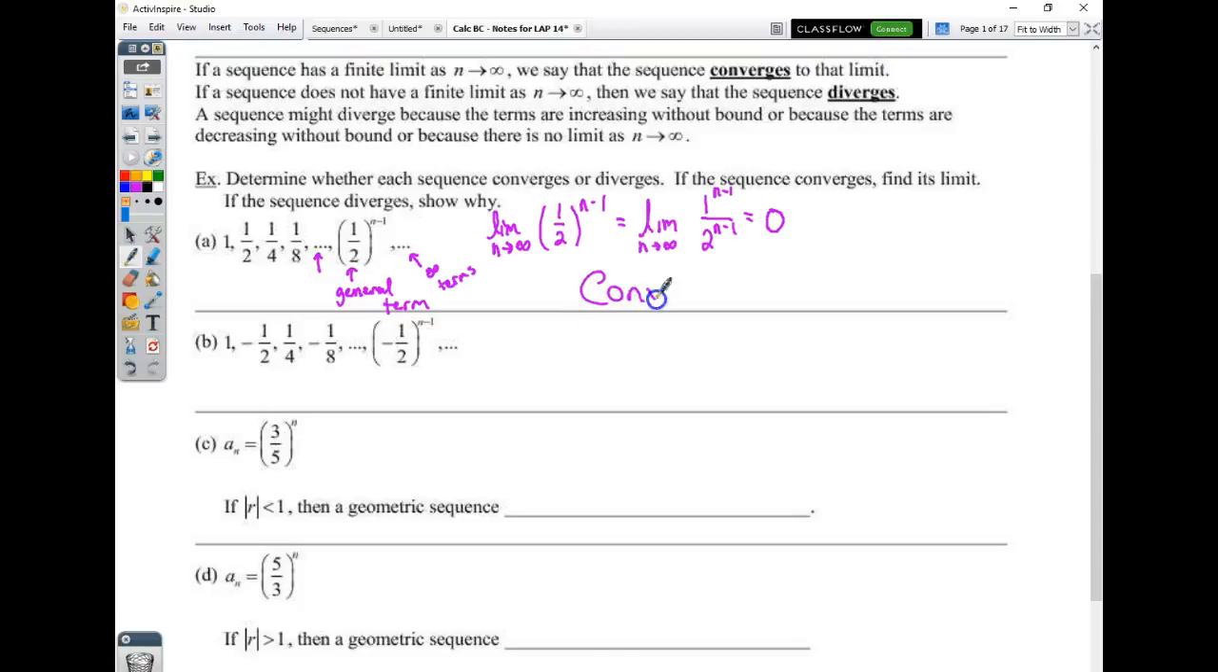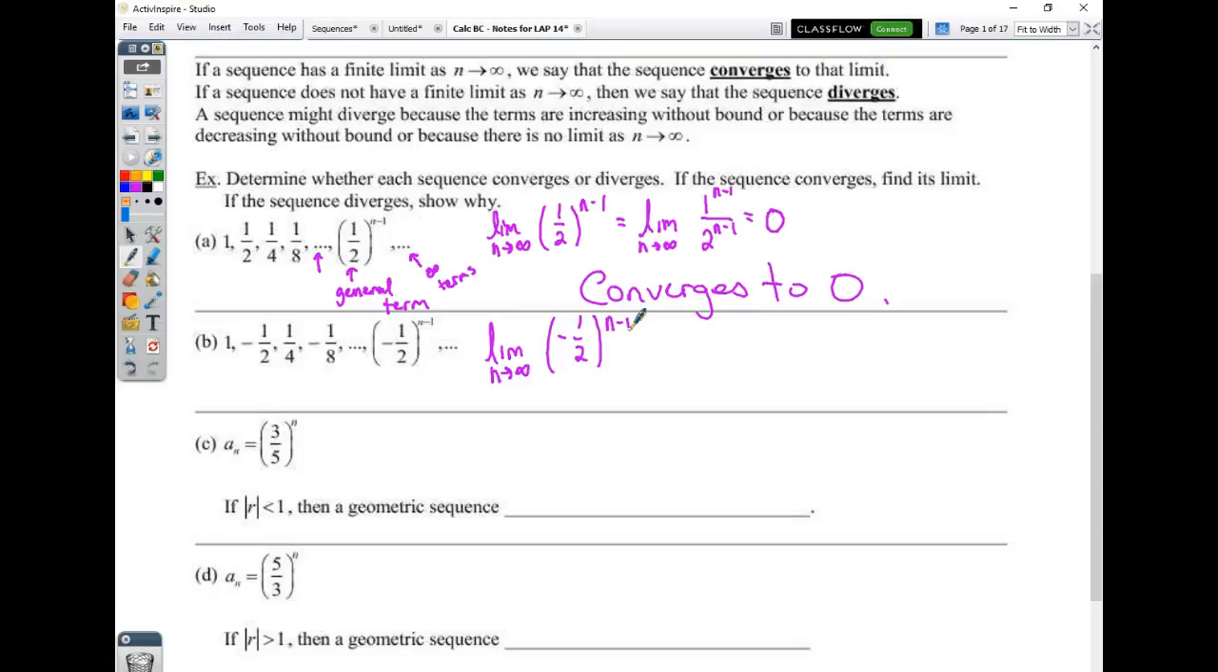So we say that this converges to 0. The sequence converges to 0. Cool. That wasn't bad. What about the next one? The limit as n goes to infinity of -1 over 2 to the n minus 1.